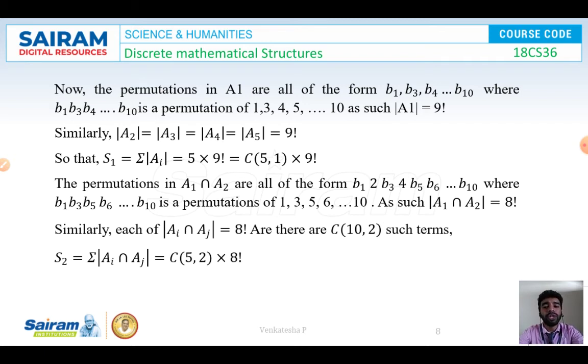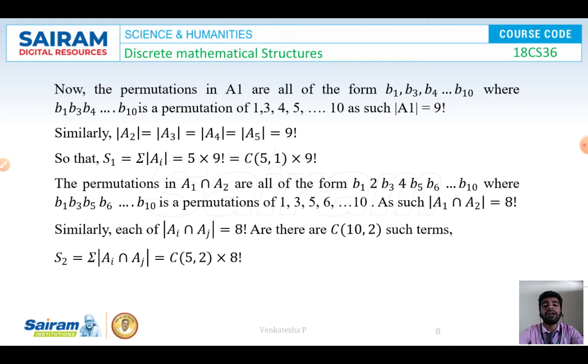Similarly, the order of A2, order of A3, order of A4, order of A5 we can compute as 9 factorial only. Therefore what we can conclude now is that the value of S1 is given by the summation of order of Ai. It will be equal to 5 into 9 factorial. Then the value will be equal to combination of 5 comma 1 into 9 factorial.